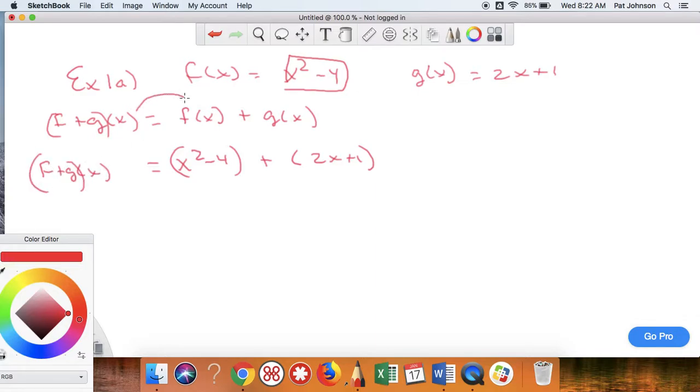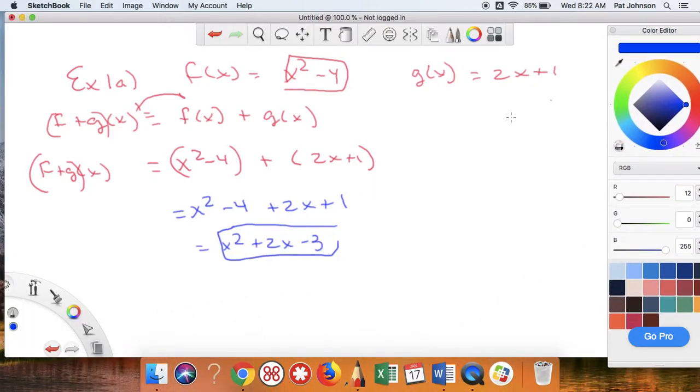Okay, it can be written two ways. Now, I need to get rid of parentheses. I need to simplify. All I'm using is basic algebra. Since there's an implied positive one on the outside of both of these terms, I can simply drop these parentheses and then combine like terms. So then I have x squared plus 2x minus 3. And that is my answer for f plus g of x.